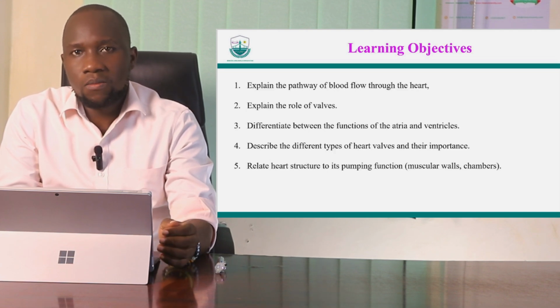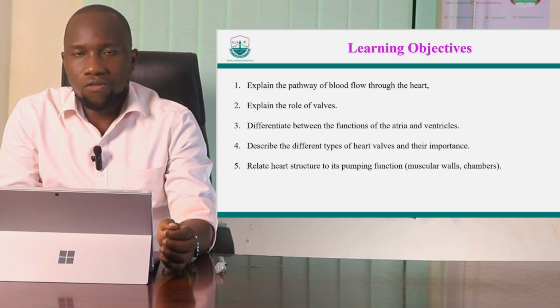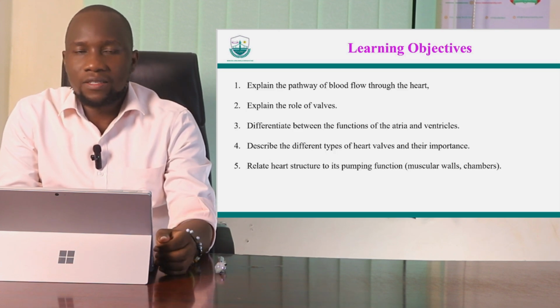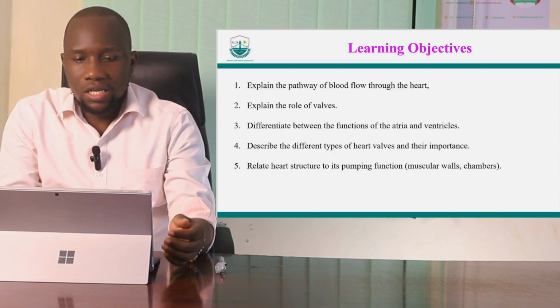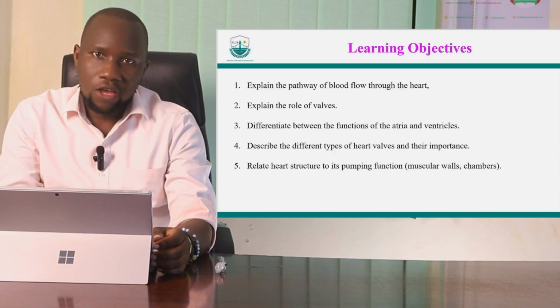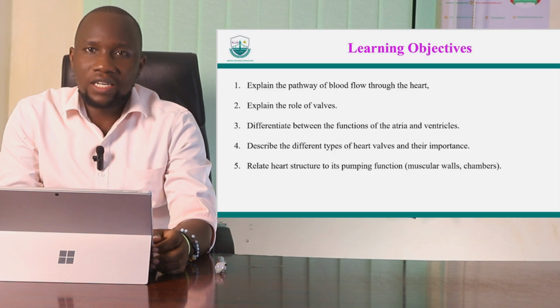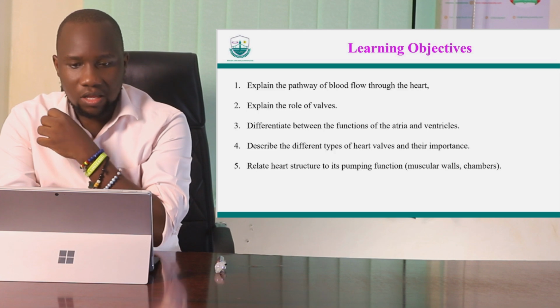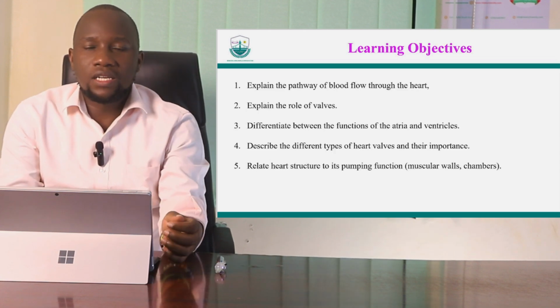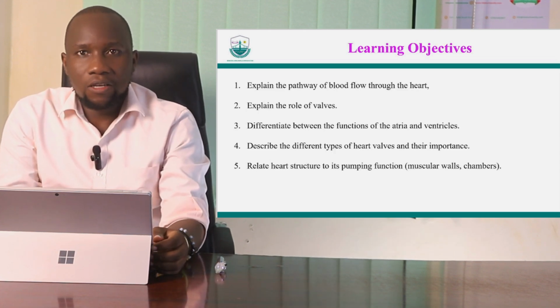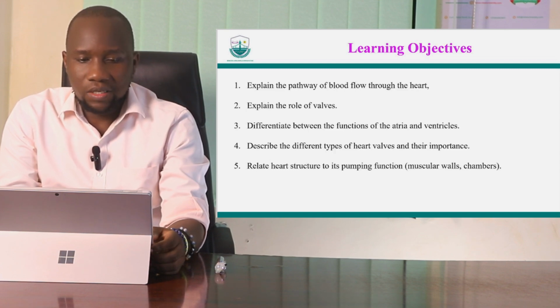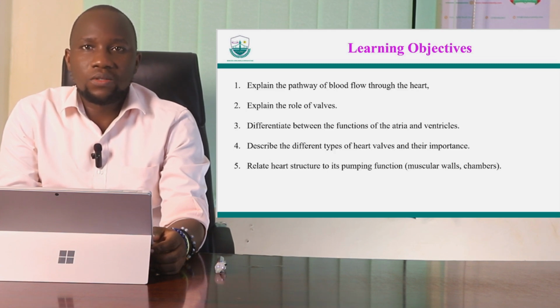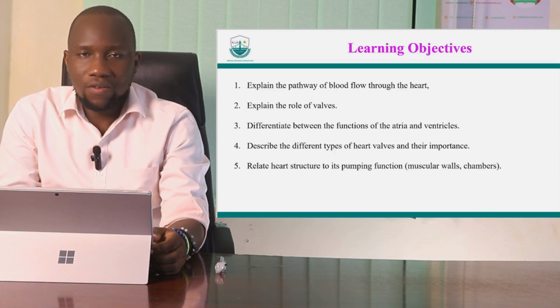Okay, so we want to see how this blood flows when it enters the human heart and how it is pumped out. We'll look at the different chambers of the heart and the differences between them. We also look at the valves and their role in pumping blood to the different parts of the body. And then we'll look at the adaptations of the human heart to its function.